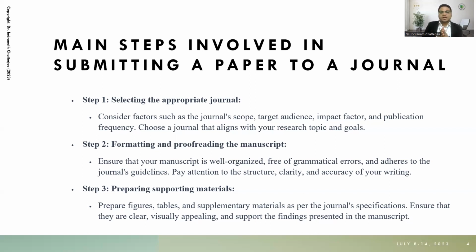Step 2 is formatting and proofreading of the manuscript. Format the manuscript well according to the journal's guidelines, and ensure the manuscript is well organized, free of any grammatical errors, and adheres to the journal's guidelines. If you're submitting an English paper, your English language editing should be done very carefully, because these days most papers get rejected due to bad English or bad grammar. So you have to be careful about that. Pay attention to the structure, clarity, and accuracy of your writing.